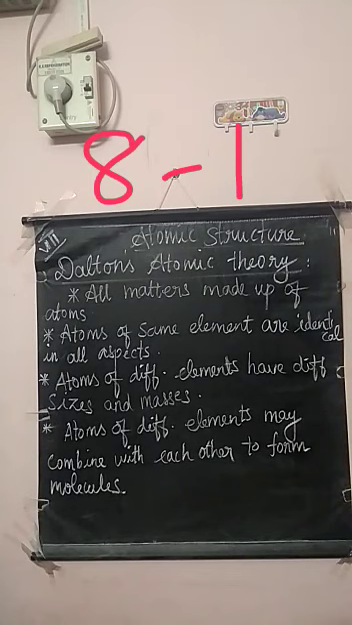One more limitation: substances made up of the same kind of atoms may have different properties. For example, coal, graphite and diamond are different substances, but they have the same atoms, carbon atoms, yet they differ in their properties. Dalton's atomic theory failed to explain that. Okay, this is about Dalton's atomic theory.